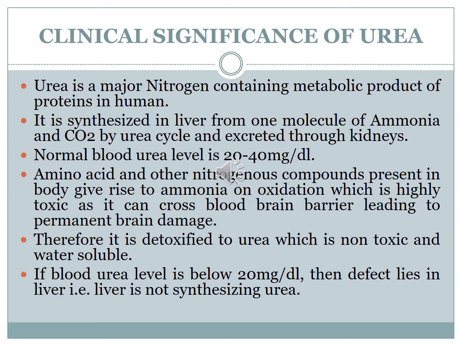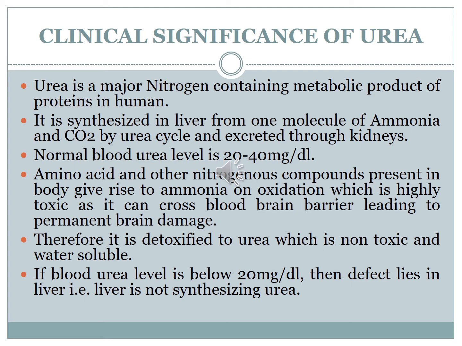Amino acids and other nitrogenous compounds give rise to ammonia, and this ammonia is very toxic. It can cross the blood-brain barrier and can lead to permanent brain damage. So it needs to be removed from the body. How will you remove it? It is converted or detoxified to urea, which is a non-toxic and water-soluble compound that can get excreted from the body through the kidneys.